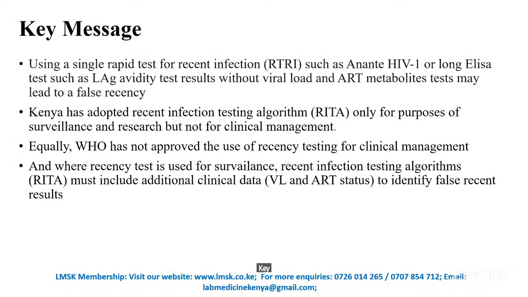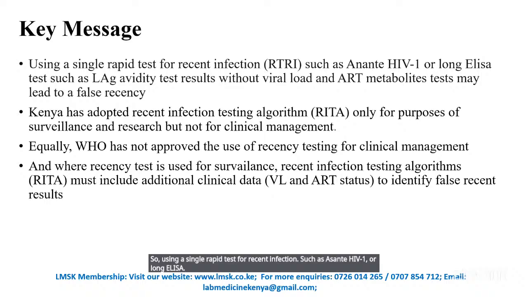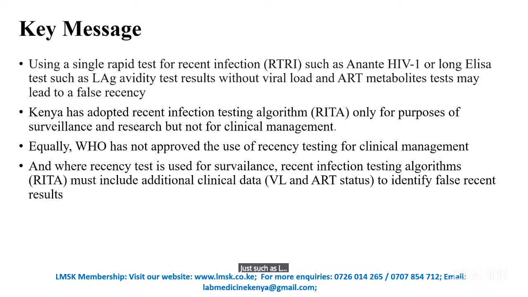Key messages. Using a single rapid test for recent infection, such as Asante HIV-1 Rapid Recency, or a long-term ELISA, tests such as the limiting antigen avidity test, results without viral load and ART metabolite tests may lead to a false recency. Why does this lead to a false recency?